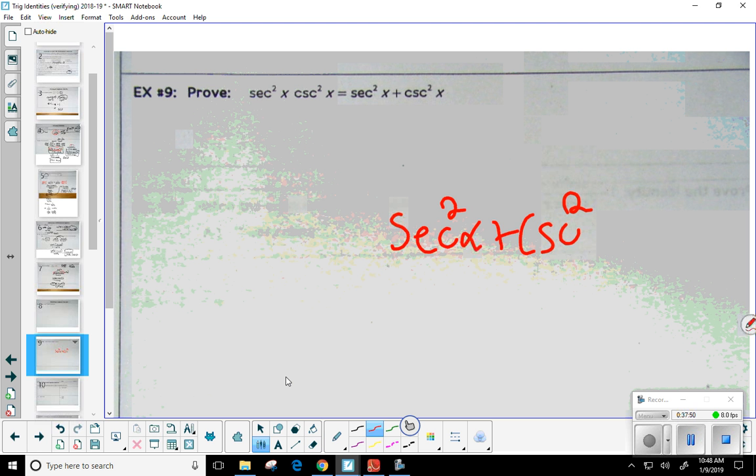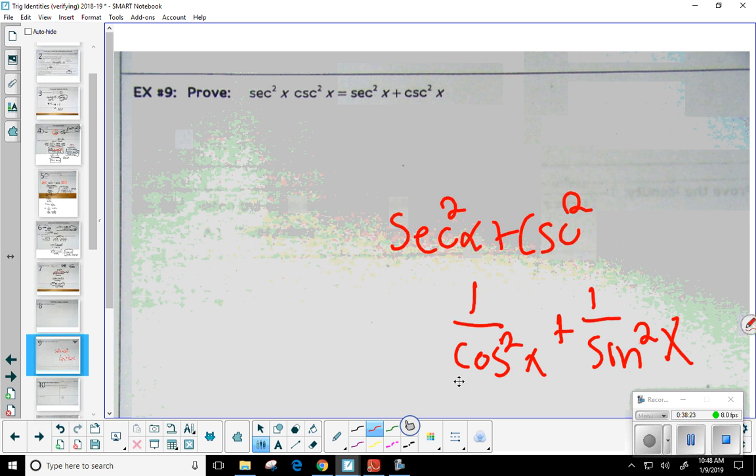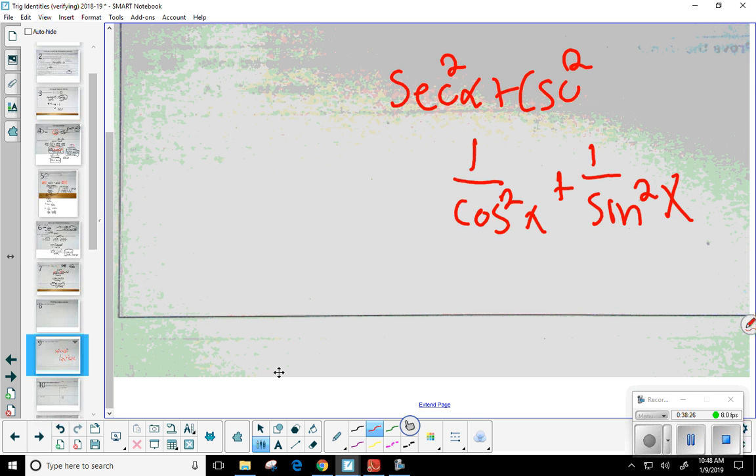Okay, so what is the reciprocal of secant? 1 over cosine, so this would be 1 over cosine squared. Squared, and then our value. Okay, good. Okay, so now we got two fractions in terms of sine and cosine. What now?